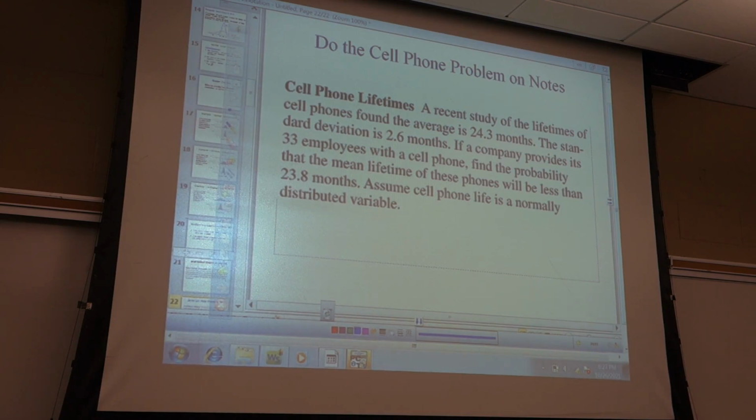And again, I would say try to figure out if it's a central limit theorem problem or not. And again, you're going to try and find your mu, your sigma, your n, and your x's, whatever your x's are.